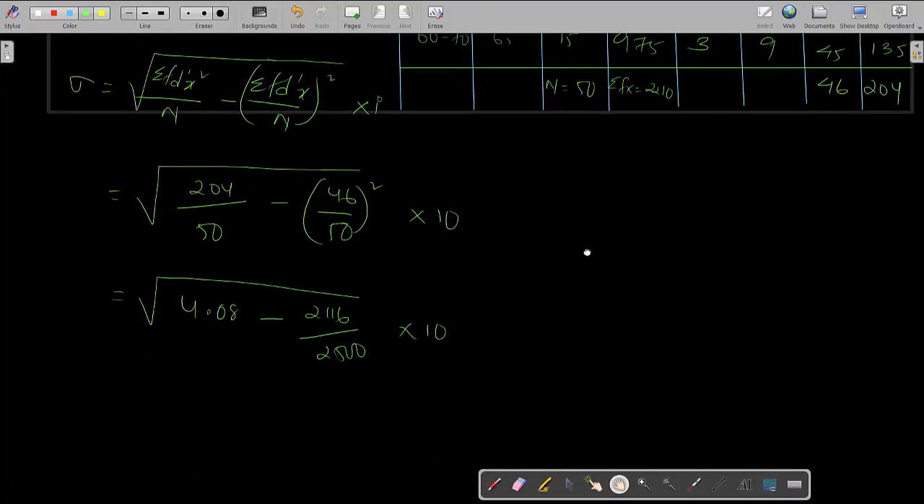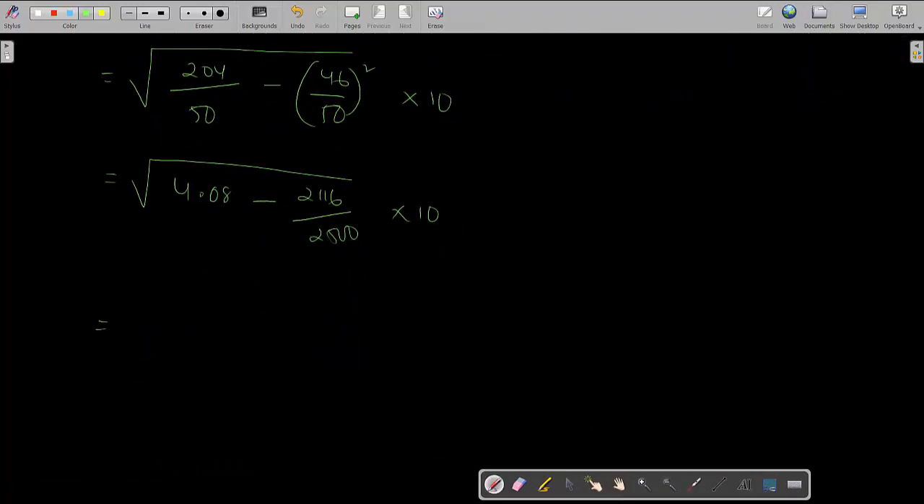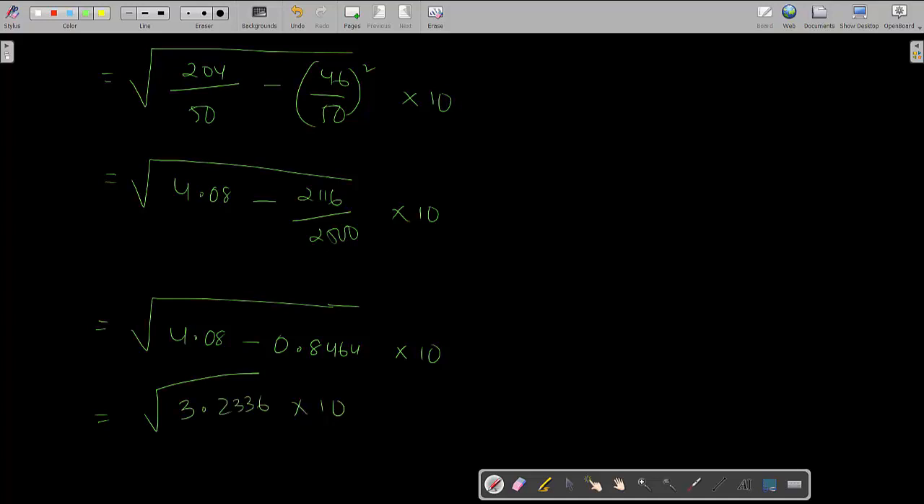Now what we have to do: 4.08 minus, let's divide 2116 by 2500. So you should get 0.8464, into 10. Clear? So if you subtract 4.08 minus 0.8464, you'll be getting the square root of 3.2336 into 10. Now find out the square root of 3.2336.